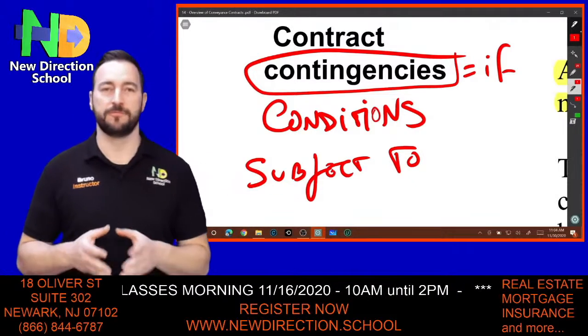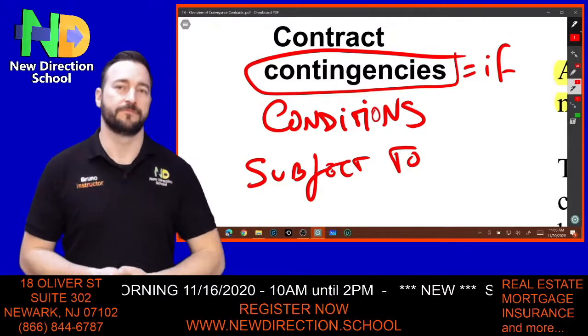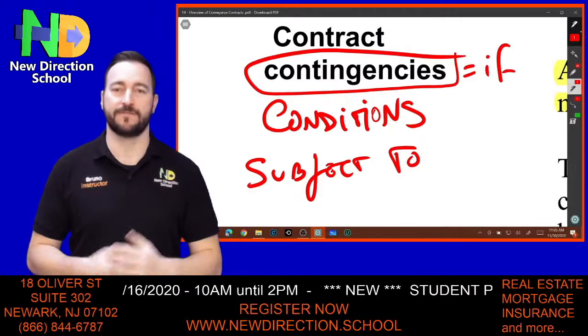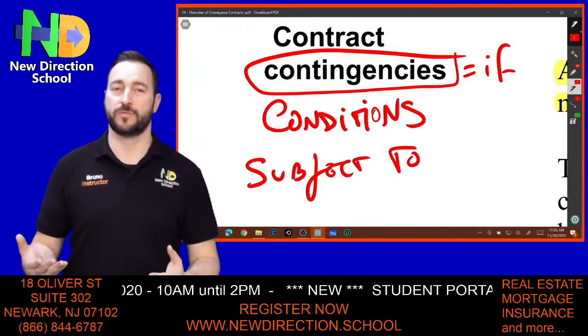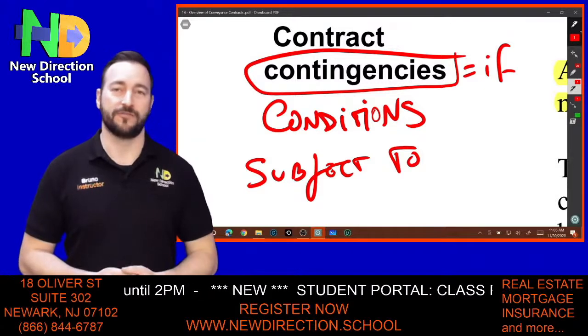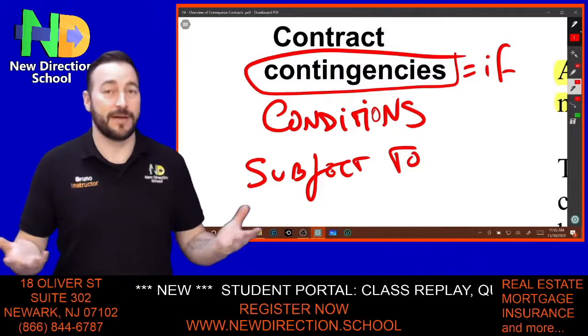So condition means if. I'll buy your house if I get approved for a mortgage. What if I don't get approved? Okay. I buy a house if the inspection is favorable. Once I check the inspection report and I like it, we'll move forward. If there's something I don't like about it, if it's too expensive to repair, whatever it is, I back out.